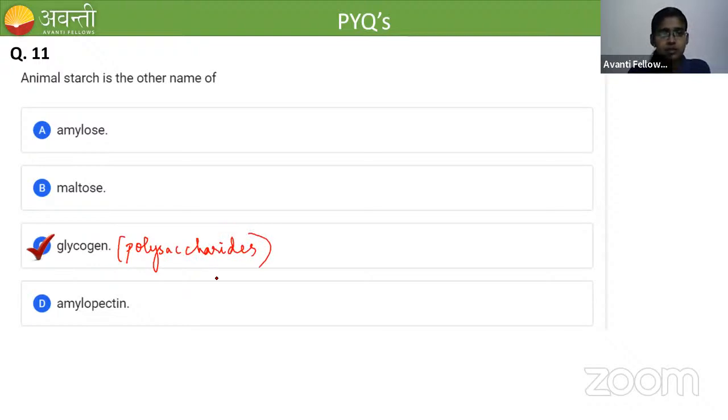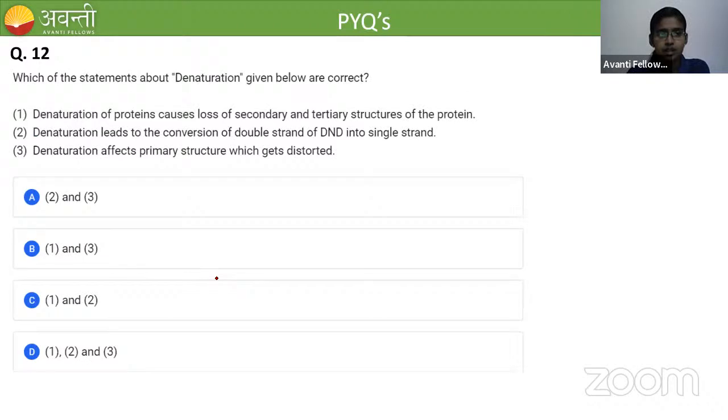Okay. Moving on to next question. Which of the statements about denaturation given below are correct? So you can see the three statements. Denaturation of proteins causes loss of secondary and tertiary structure. So is that statement correct? Yes. During denaturation, primary structure remains the same and secondary and tertiary structures are affected.